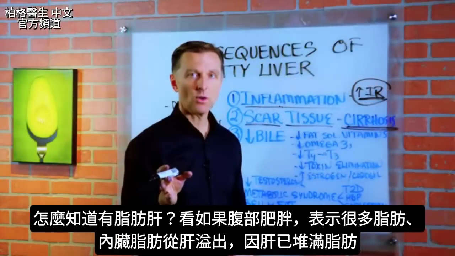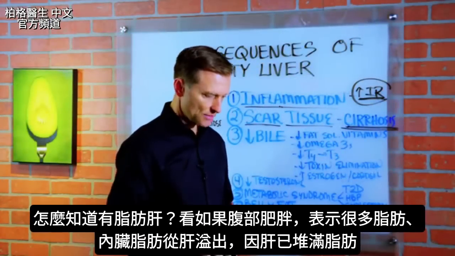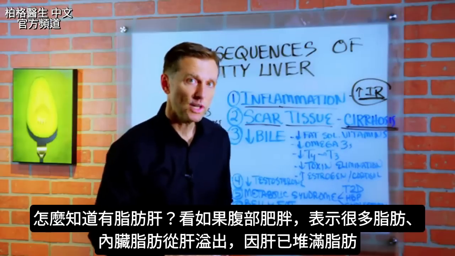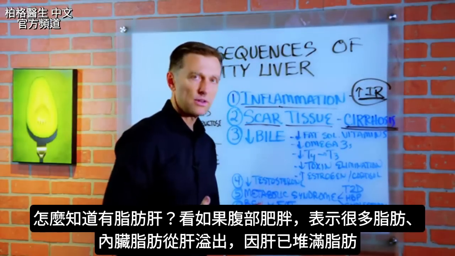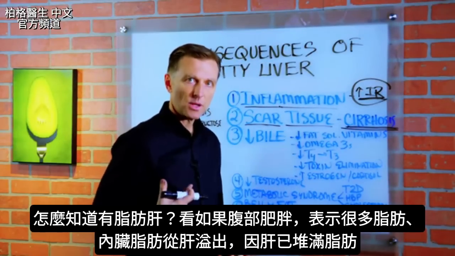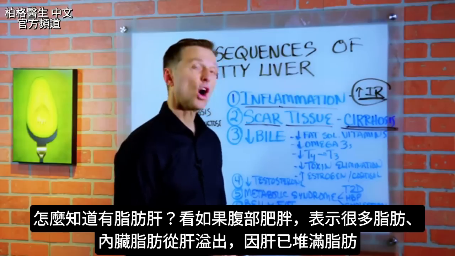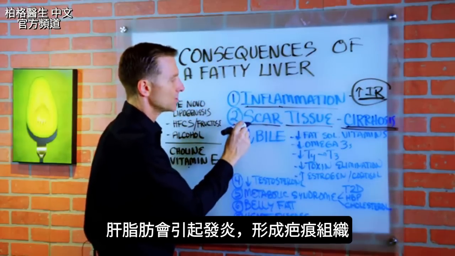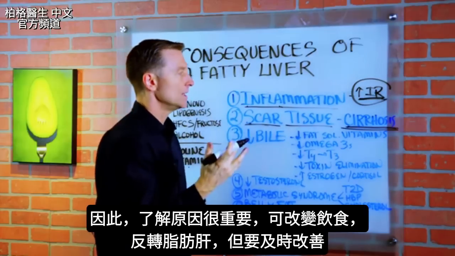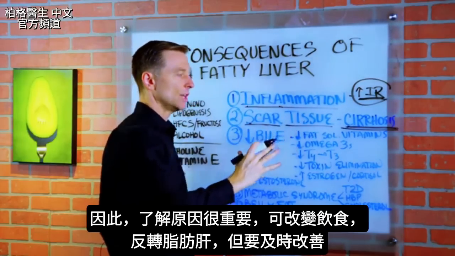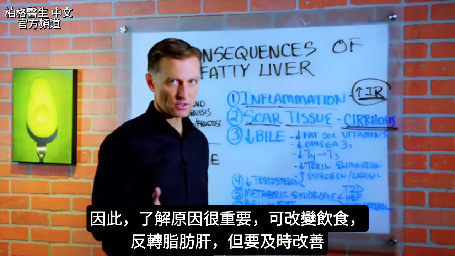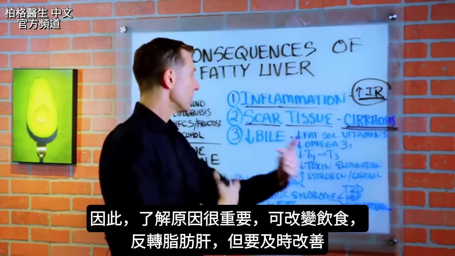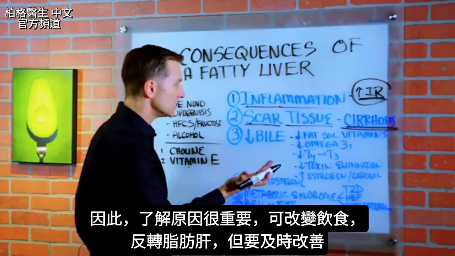A real good way to know if you have a liver problem is just look down and see if you have a gut. If you do, that means you have a lot of spillover of fat or visceral fat that's spilling over from the liver because the liver is already filling up with fat. That fat then causes inflammation and eventual scar tissue. So the point is that you want to understand what's happening so you can change a couple things in your diet so you can actually reverse it, because you can if you get it in time.